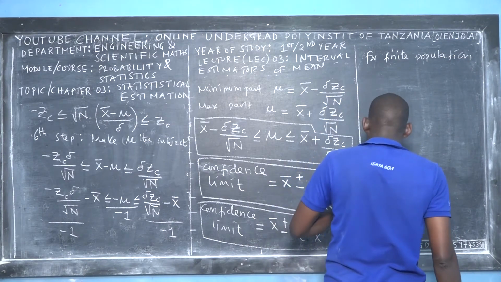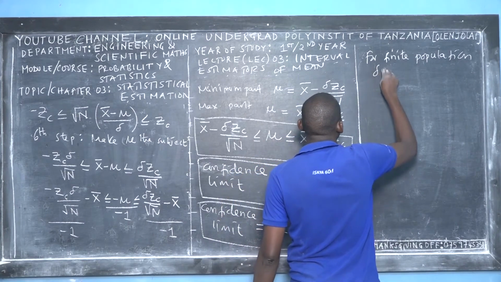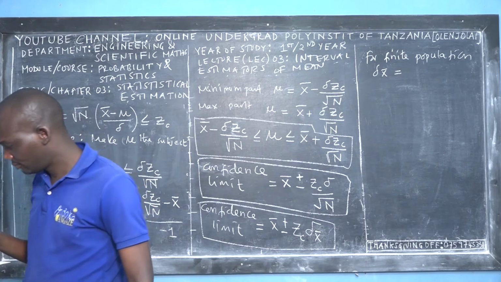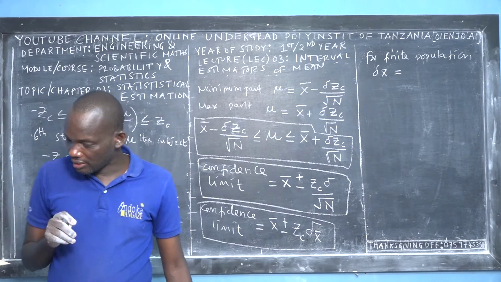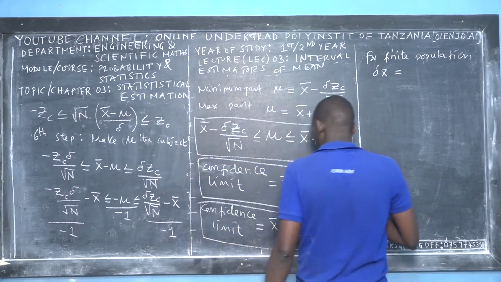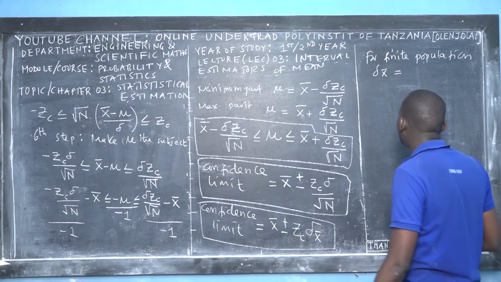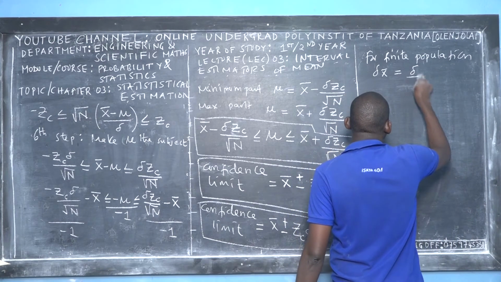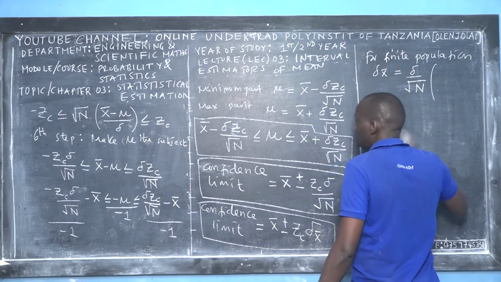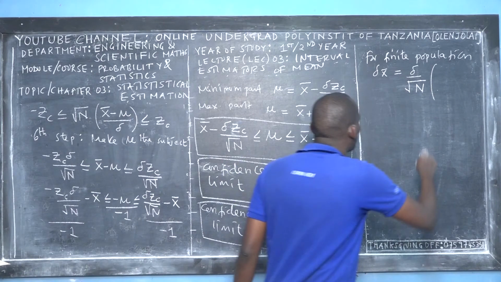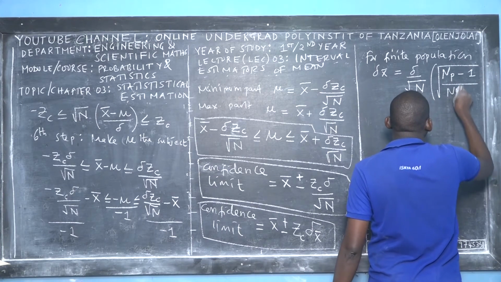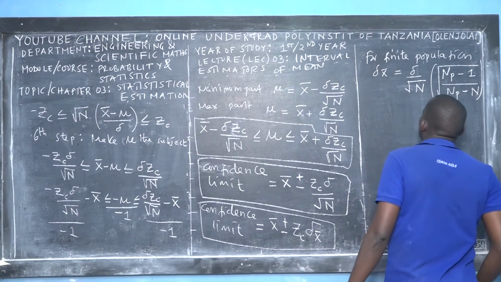we say that the standard deviation of the sampling distribution of the mean is given as the standard deviation over the square root of the sample size, n stands for sample size, not population size, and then we have again a square root of the population size, denoted by N, minus the sample size over the population size minus 1. So that's the form.